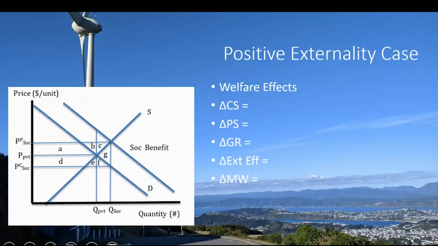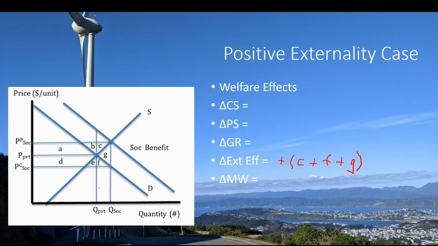We calculated the change in externality effect, which I'm going to add here at the start. It's plus C plus F plus G. We got that from the previous slide. Now let's go back and just calculate, again, the welfare effects of putting the subsidy into place.